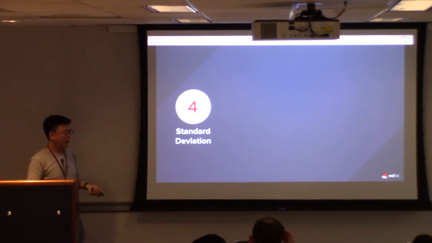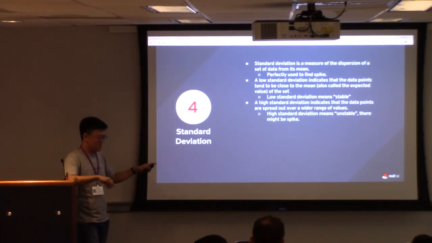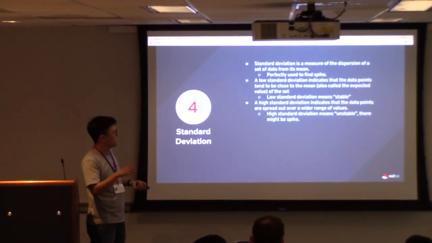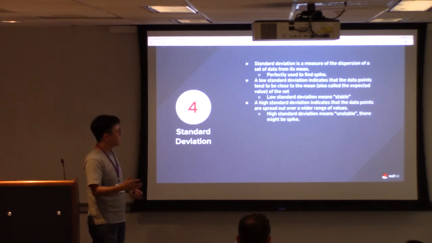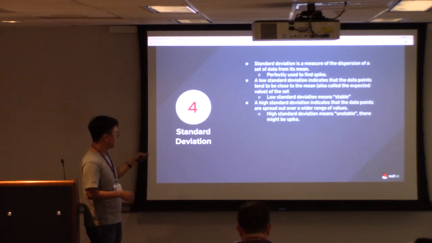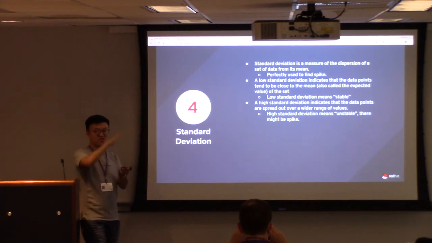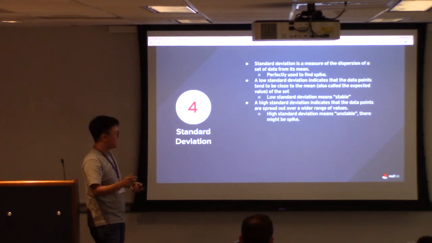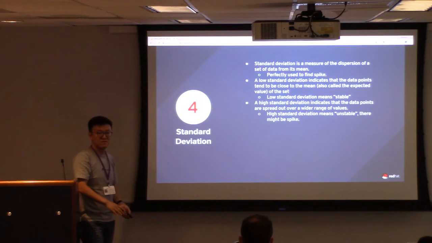The fourth one is about how I can find the spike in my performance test. I use another mathematics. It's called the standard deviation. That means the standard deviation is a measure of the distribution of a set of data from its mean. Perfect to use to find the spike. You know the deviation is how far the actual value, the real value, is from the mean value. That means if there's a spike, the standard deviation result will be very high or very low, so you can find it.